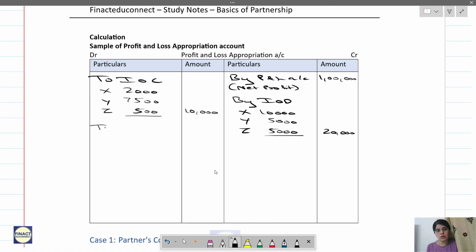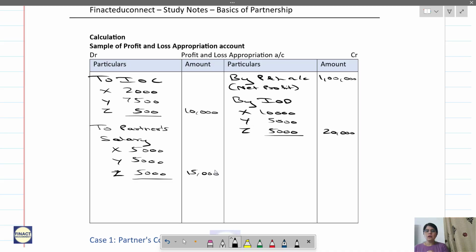Then you have to partner's salary, X, Y and Z: 5,000, 5,000, 5,000. So the total is 15,000. So this is an extract of the profit and loss appropriation account, which we will be using for our examples.